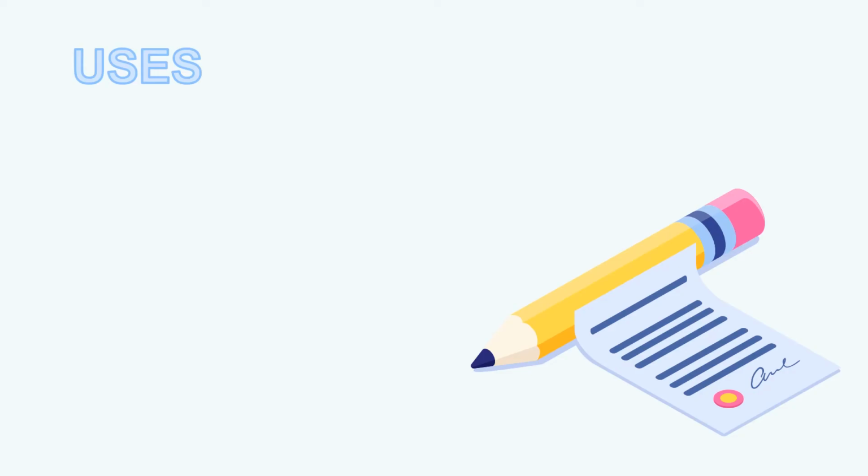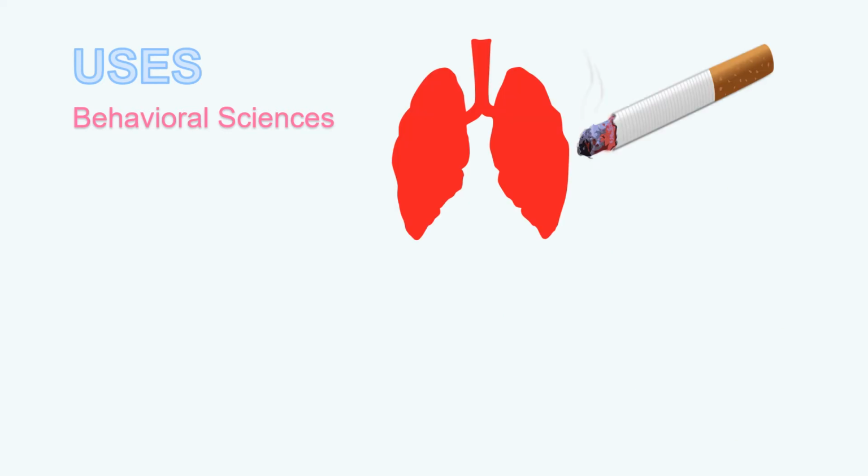Descriptive research is appropriate for behavioral sciences because there are many behaviors which can't be studied in a realistic setting. For example, cigarette smoking can't be recommended to study the relationship between smoking and cancer.